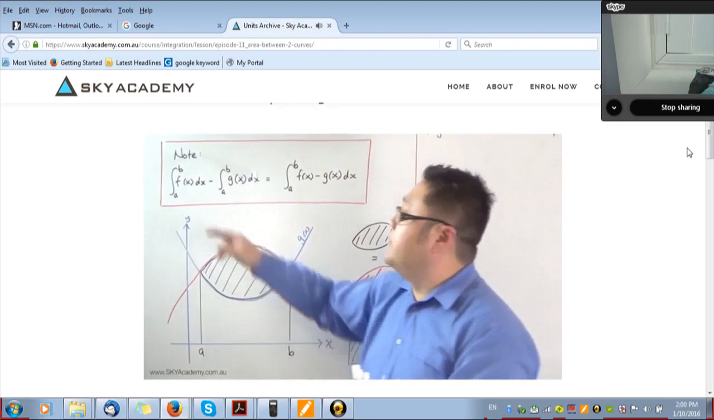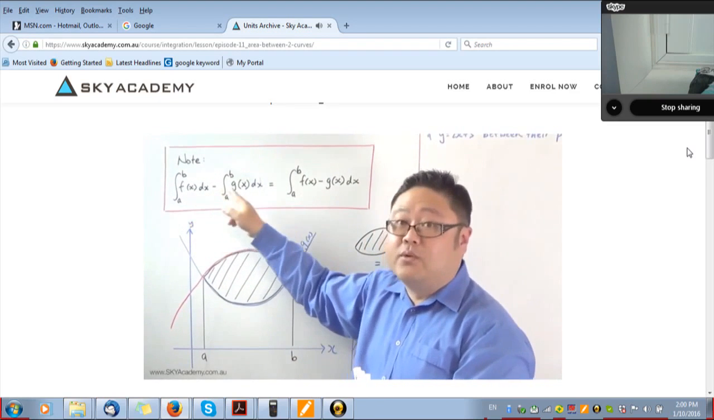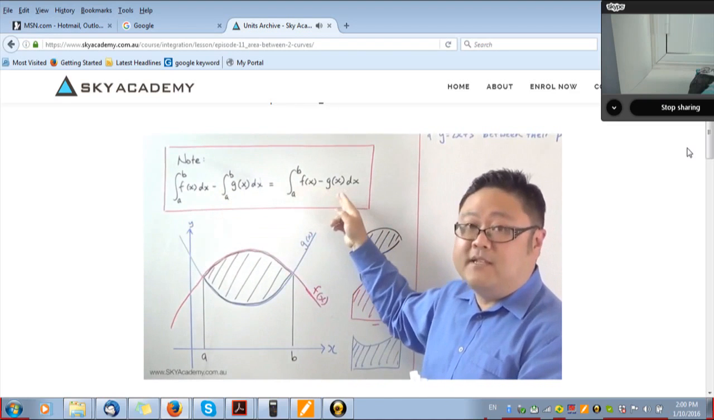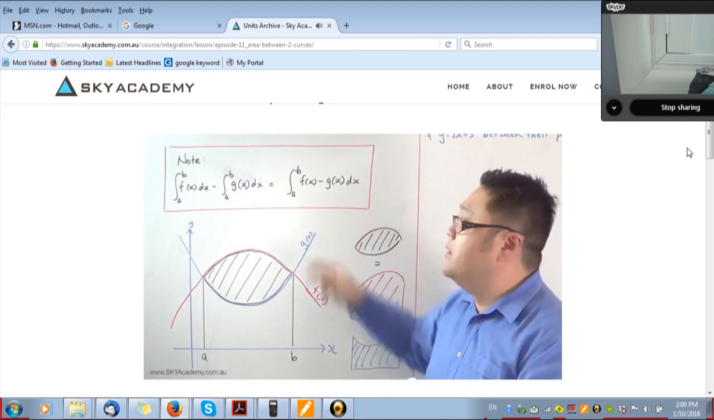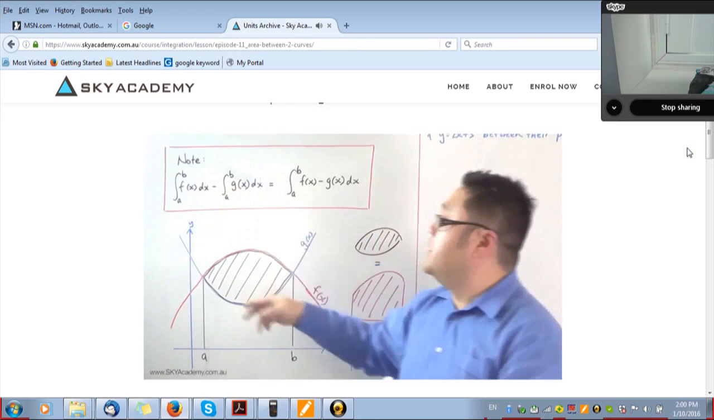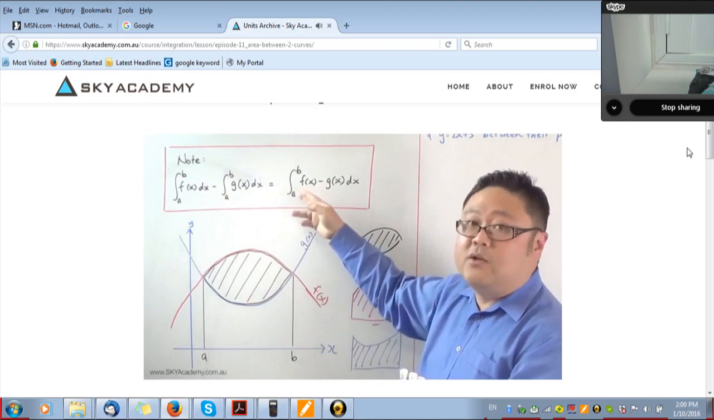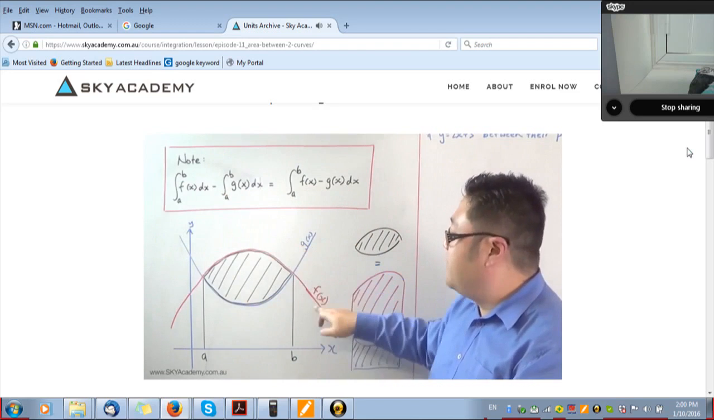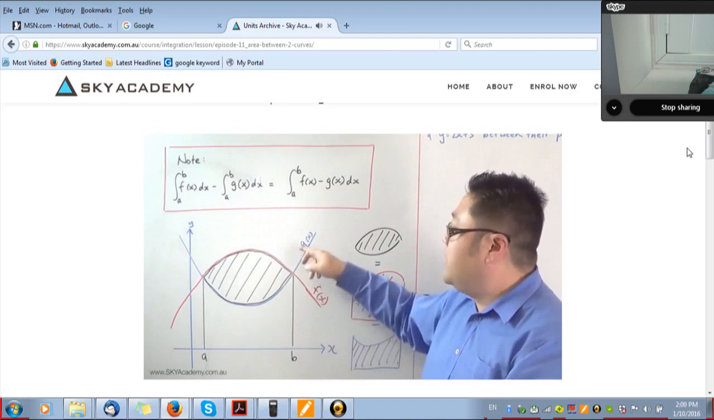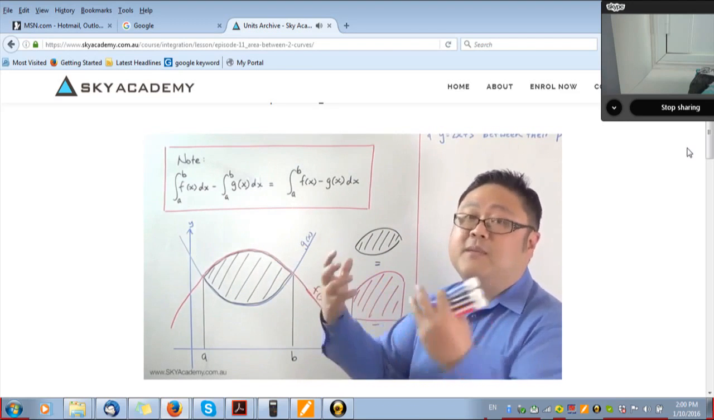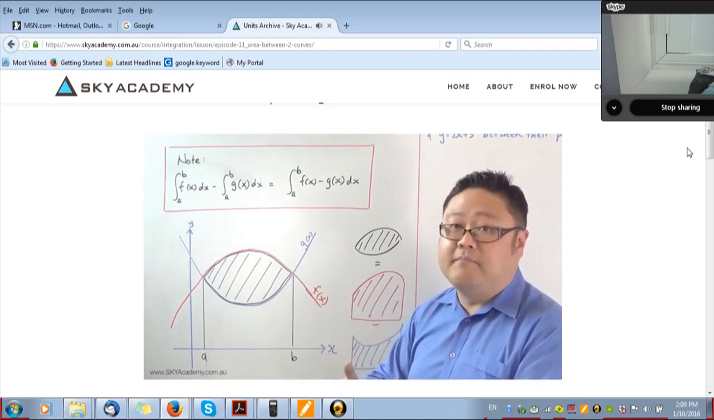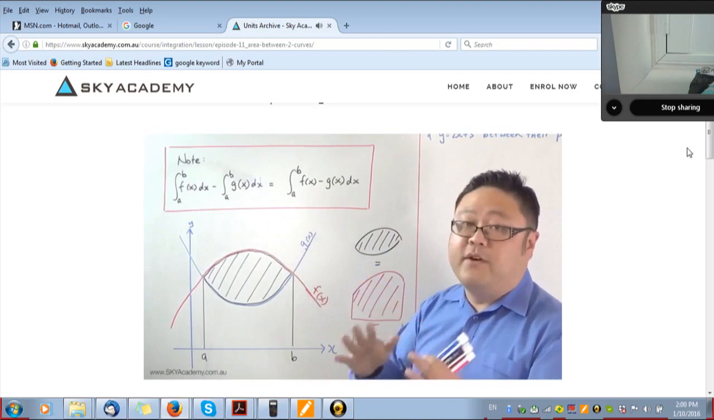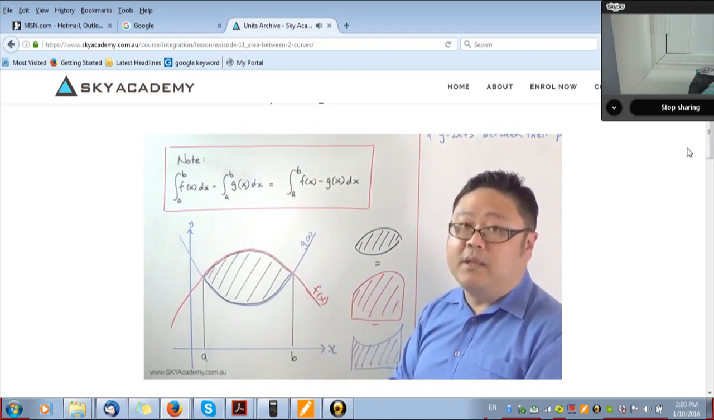And this is how I'm going to put it. The difference between the integrals is actually equal to the integral of the differences between the two functions, right? So what that means is you can subtract the top function from the bottom function first, and then integrate, it'll be a whole lot simpler.